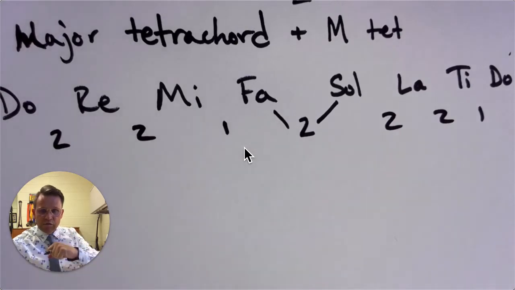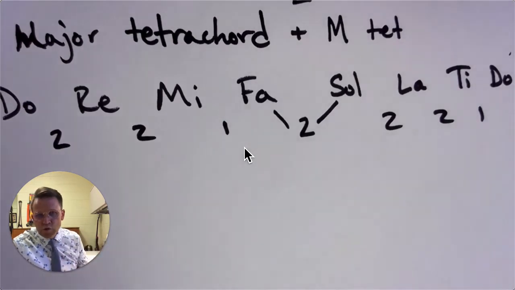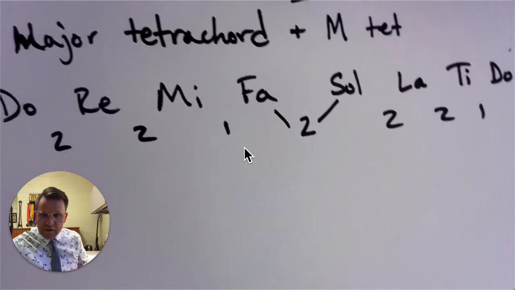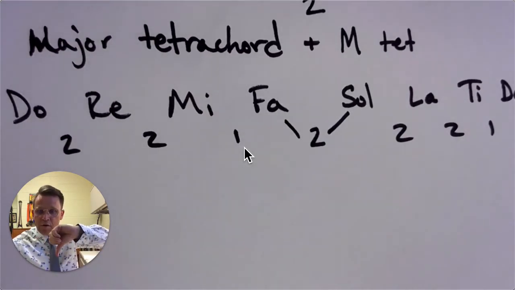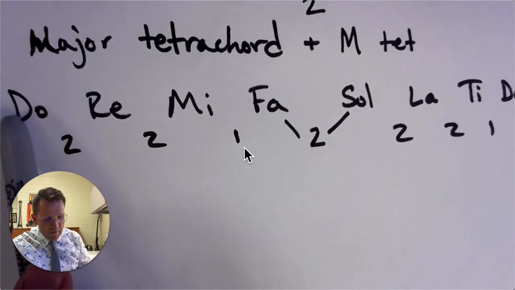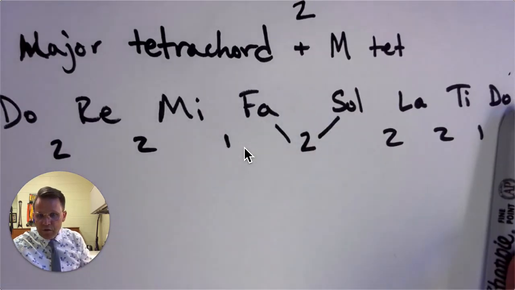Now that would sound like this. It would sound like do, re, mi, fa, sol, la, ti, do. And if you were doing this thinking of two separate tetrachords, you could sing it in two groups of tetrachords. So you'd have do, re, mi, fa, sol, la, ti, do. And so you can hear we have a major tetrachord from do to fa, and a major tetrachord from sol to do.